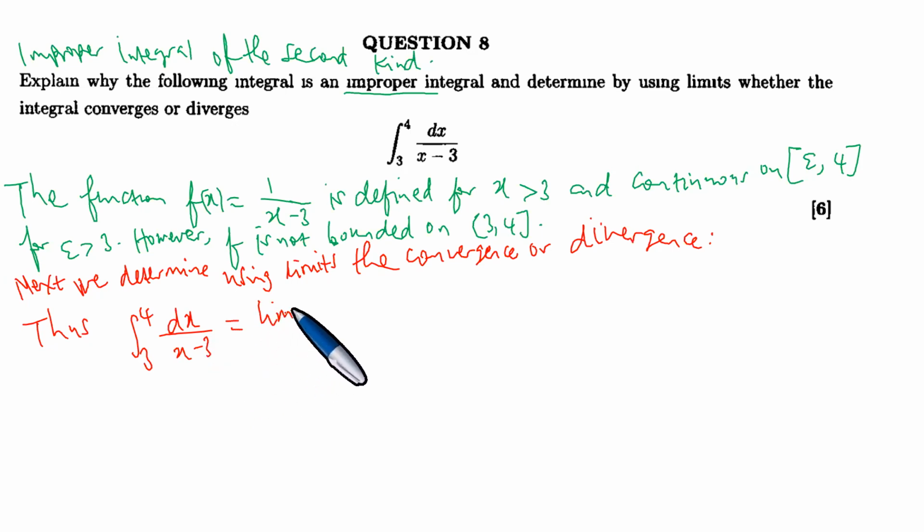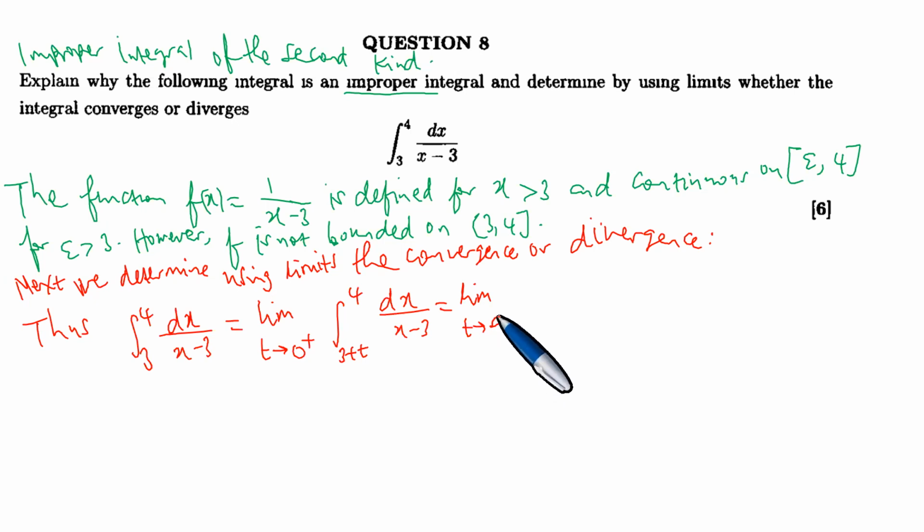is actually equal to the limit as t approaches 0 from the right of the integral from 3 plus t to 4 of dx over x minus 3, which is the limit of the ln of x minus 3, evaluated from 3 plus t to 4.